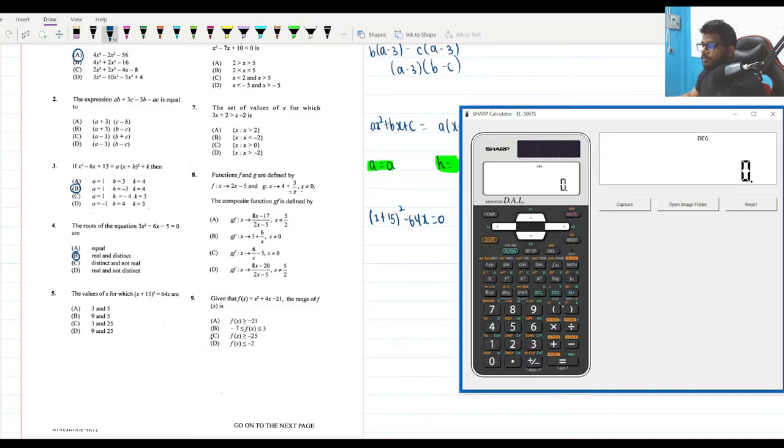I'm going to check 5, 9 and 25, since I know this cannot be and this cannot be here. If I check 9, it could be either B or D, so I'm just going to check 5 or 25. When I check 5, I get 5 plus 15 squared minus 64 into 5, which is 80, so the answer could only be D. When I check 25, 25 plus 15 squared minus 64 into 25, we get 0. So the answer is D.